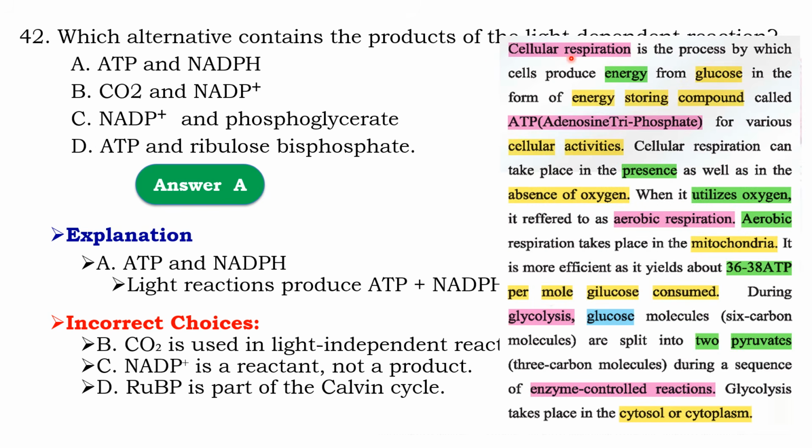And also read about cellular respiration, which is the process by which cells produce energy from glucose in the form of an energy storing compound called ATP. And also read about this. So the answer should be A.